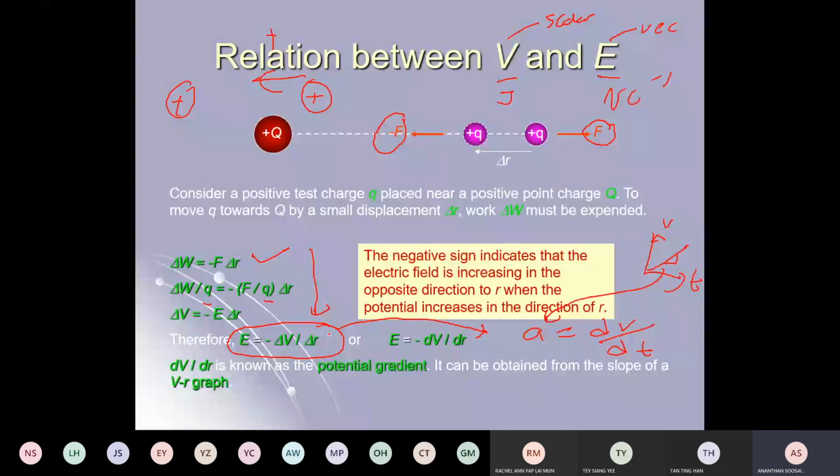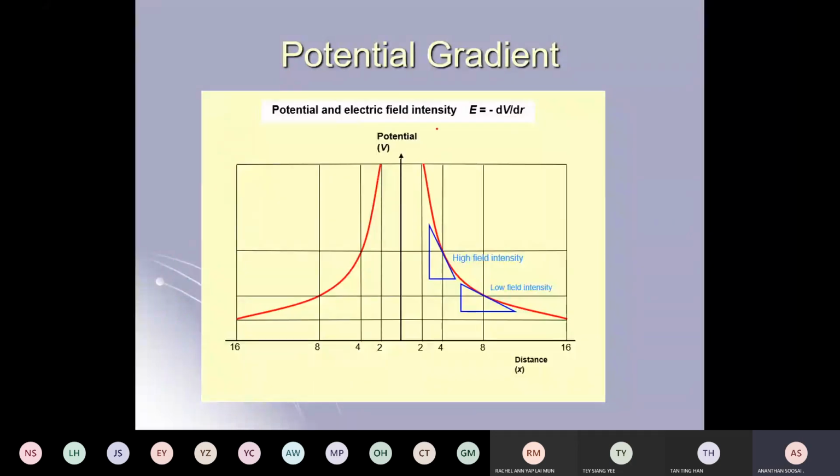Go to the next slide. Here you see the relation you learned: electric field strength is the negative of the potential gradient. Let's say you have a positive charge here. What is the potential at infinity? It will be 0, right? When you get closer, the potential gets more positive, right?